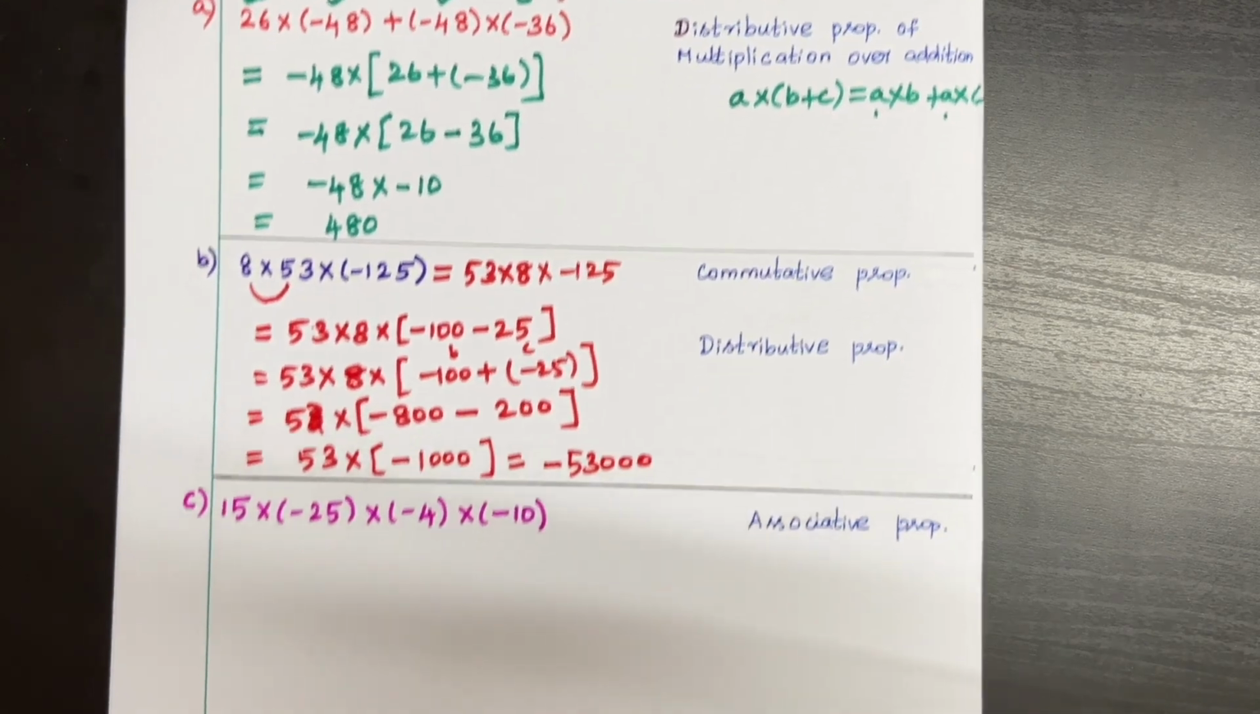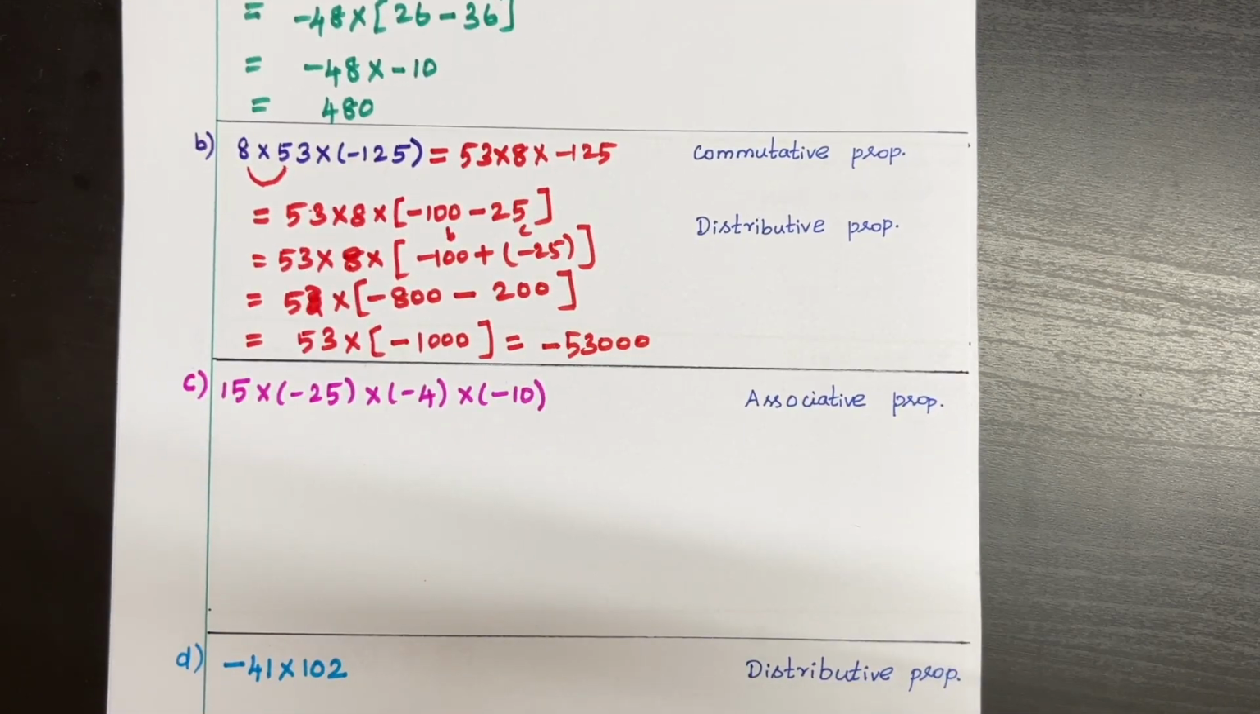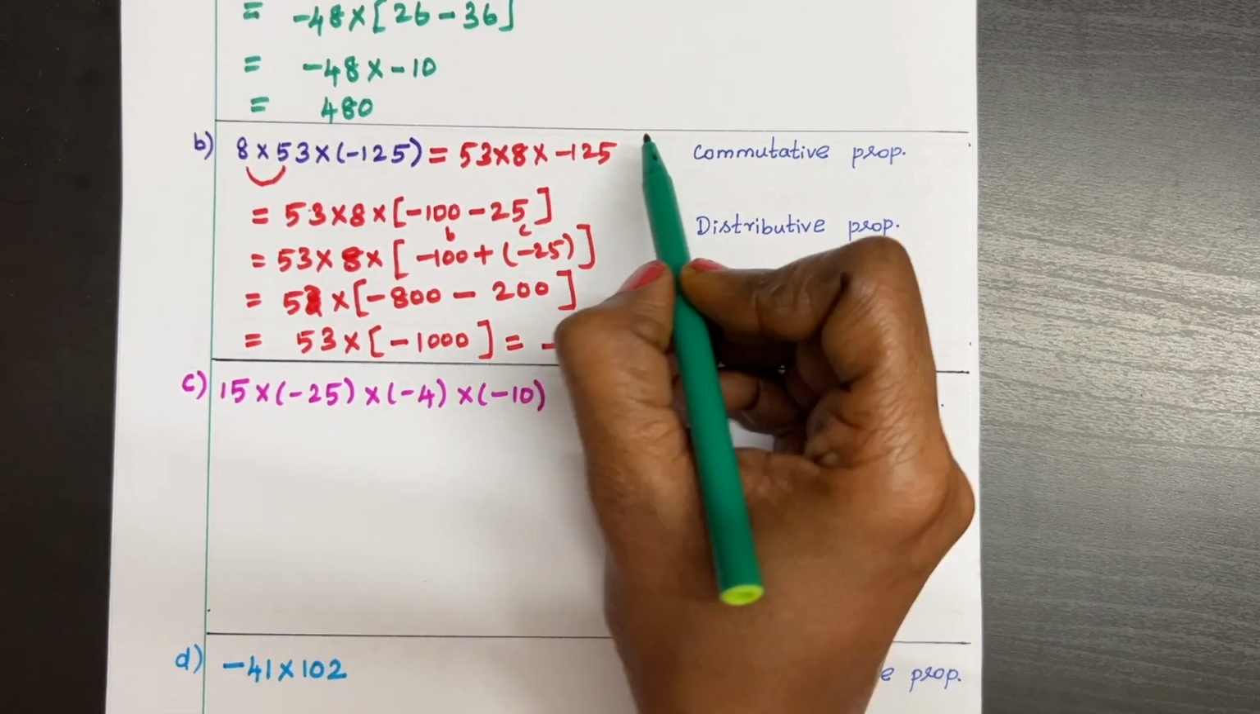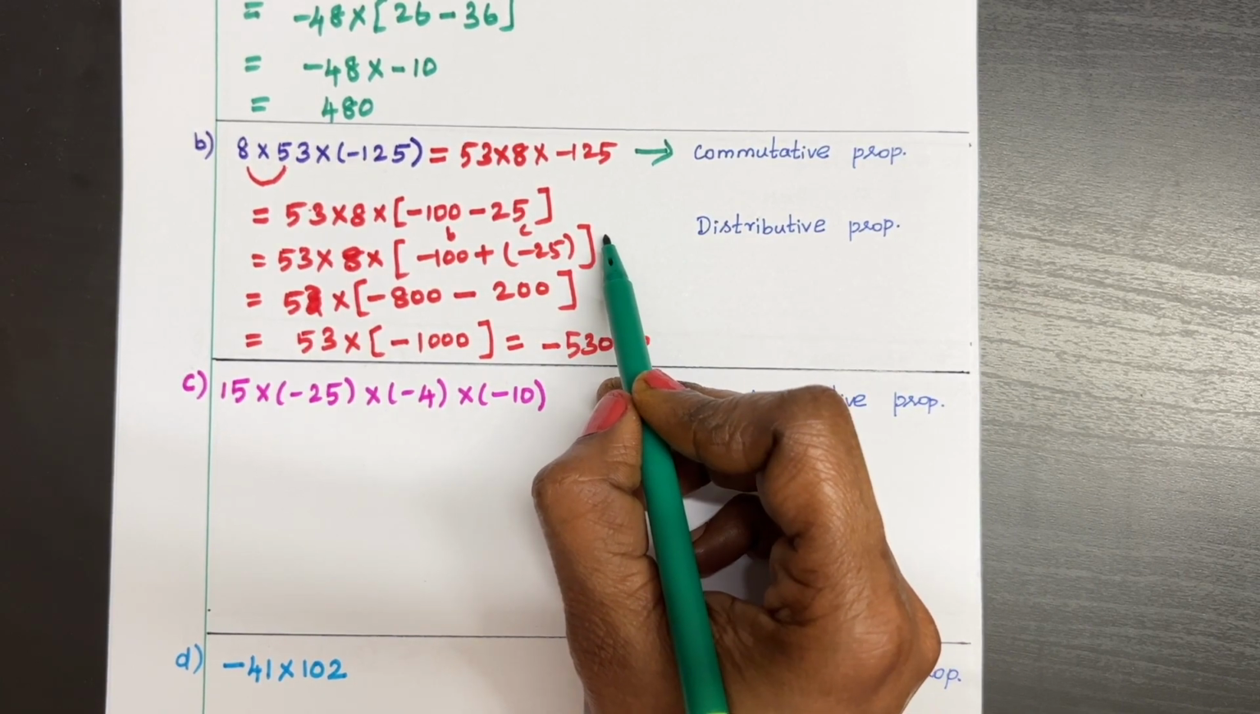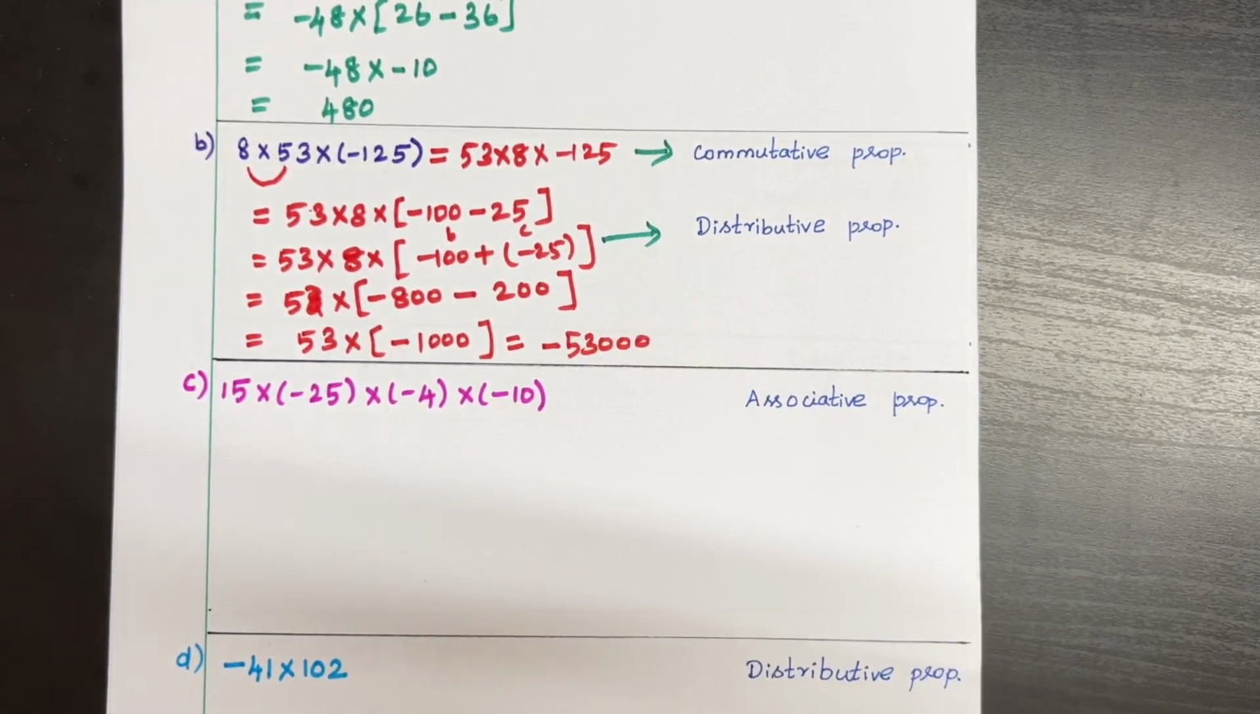That's all. Now come to C subdivision, C question. 15 into, see, here we are using commutative, and in this here we are using distributive property of multiplication over addition.